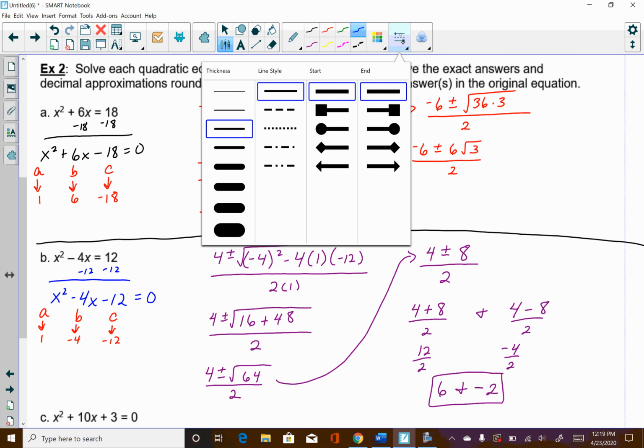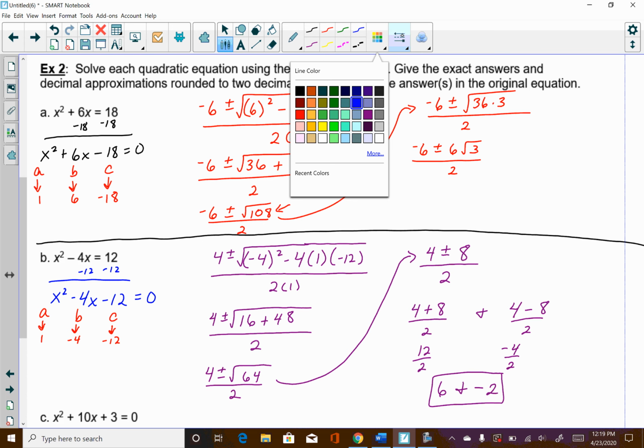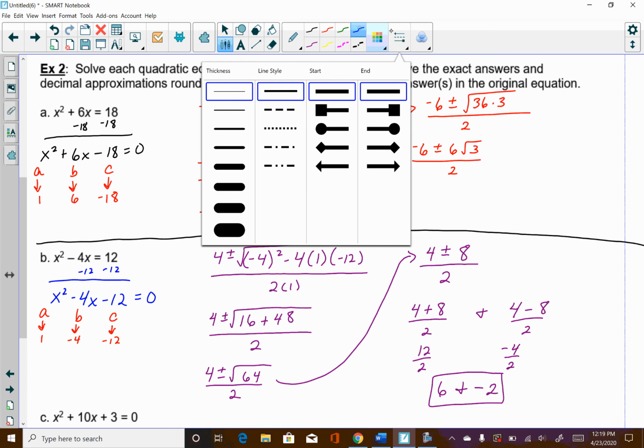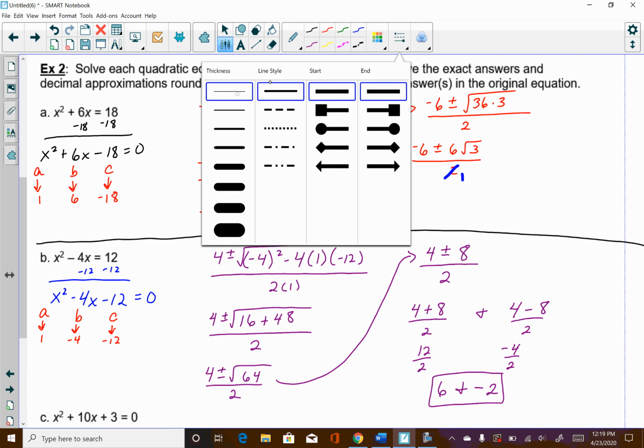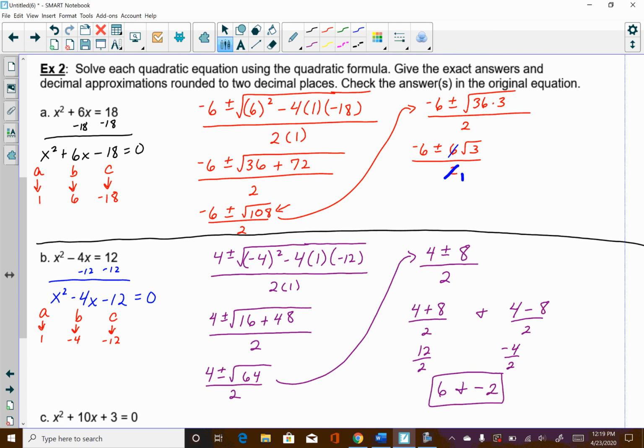At this point, all of the numbers outside the house have a 2 in common, so I need to reduce. 2 divided by 2 is 1. 6 divided by 2 is 3. 6 divided by 2 is 3. So then I have negative 3 plus or minus 3 square root of 3. Those are your two answers in what we refer to as exact form.